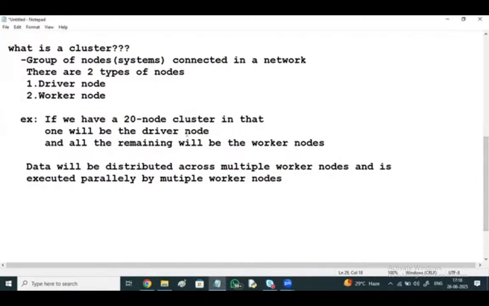So cluster means a group of nodes or systems connected in a network. One will be the driver, and all the remaining will be worker nodes. So we can set up our own cluster. In the case of cloud, we select the driver node configuration and the worker node configuration. A higher configuration means more charges will be applied. For the worker nodes, how many there will be, and for each worker node, what the configuration is, that we need to select. So data will be distributed across multiple worker nodes and executed parallelly by them.